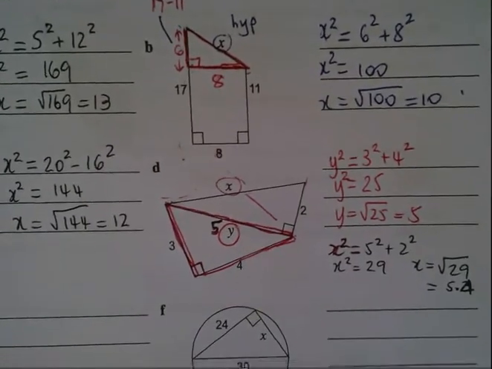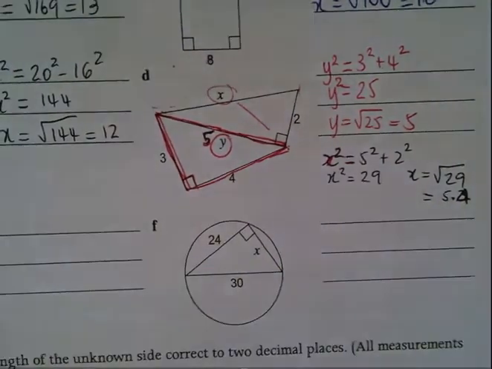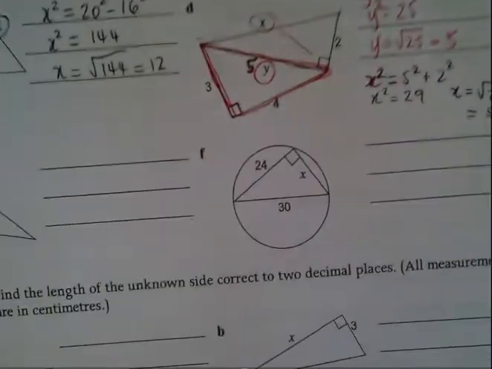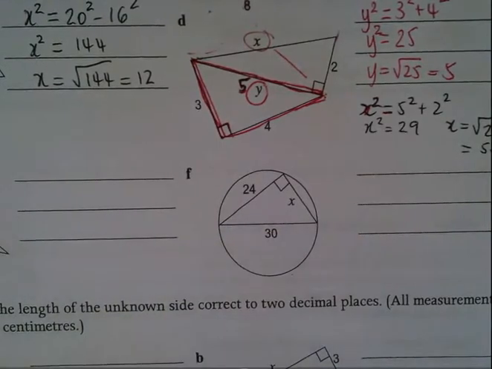Okay, keep going. Can you do the next 2? I'll give you a minute to do the next 2. 5.4. Yeah. 1 decimal place. All right, I want you to do E and F, please.